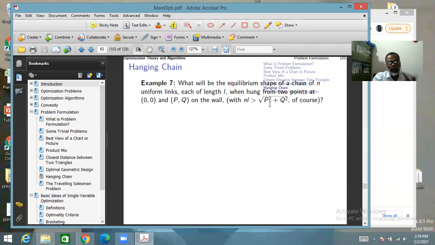Otherwise, there is nothing to solve. If it is less than that, then it is not possible. If it is equal, then it is straight. So it doesn't matter. It doesn't make sense. So only with this, there is a problem in hand. Okay.